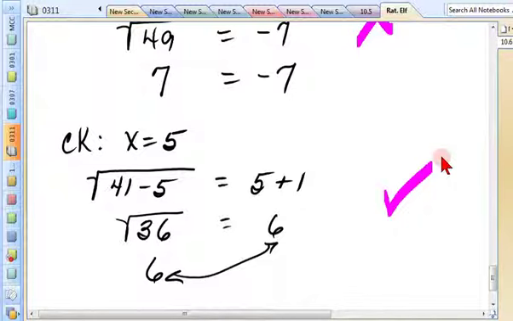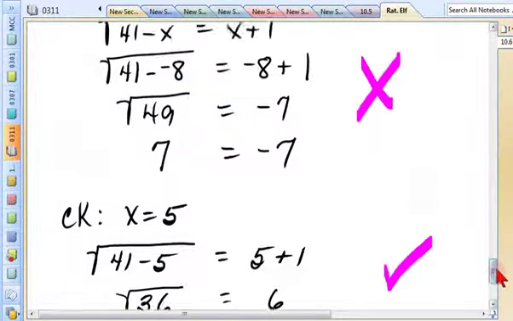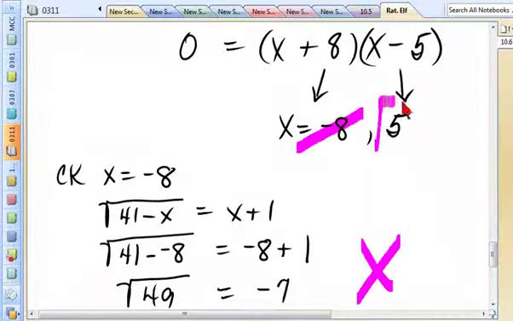That one checks. So I got a quadratic equation, I got two answers, only one of them checked. So x is 5.